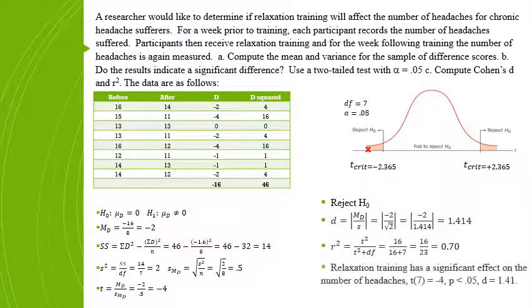So your equation would be written like this, your sentence. Relaxation training has a significant effect on the number of headaches. t of 7 is equal to -4. Probability is less than 0.05, and d is equal to 1.41. You would also say, comma, R squared equals 0.70.